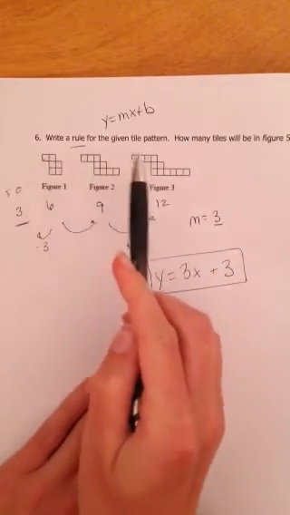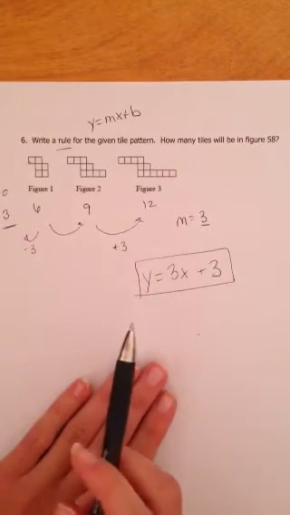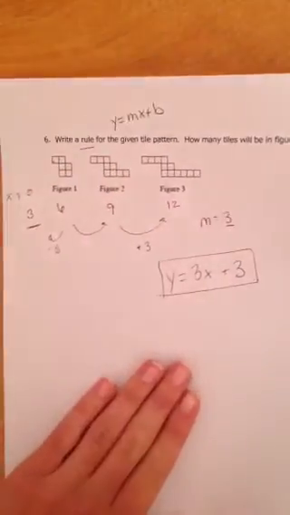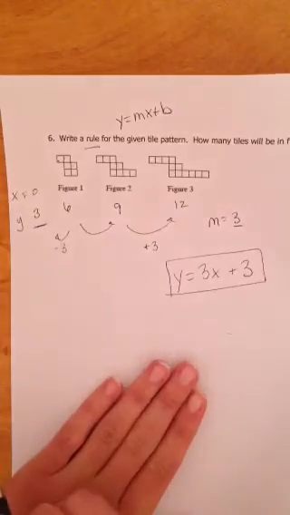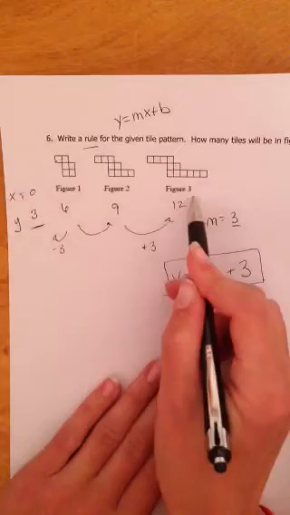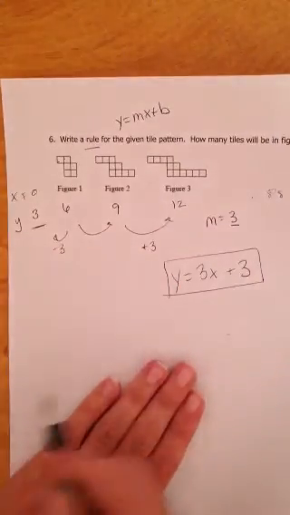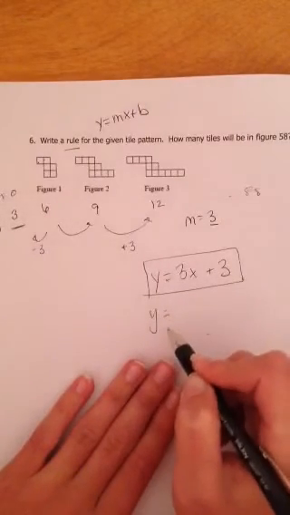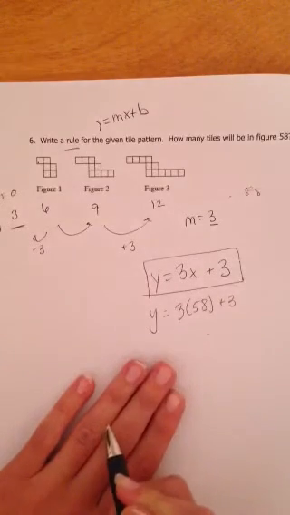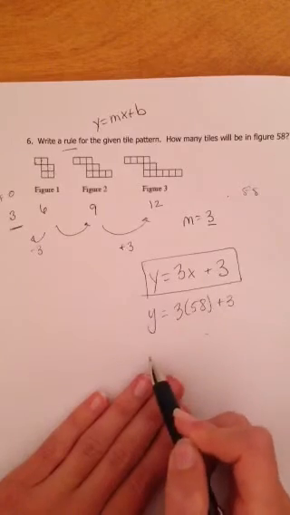Write a rule for the given tile pattern. Now how many tiles will be in figure 58? So the figure number, if I were to make this into a table, the figure number would be the x, and the number of tiles would be the y. So when it wants to know figure number 58, that's talking about the x, when the x would be way over at 58. Okay? So I'm going to plug into my equation y equals 3 times 58 plus 3, because I'm replacing x. I want to know how many tiles, which is y. I don't want to know the opposite thing.